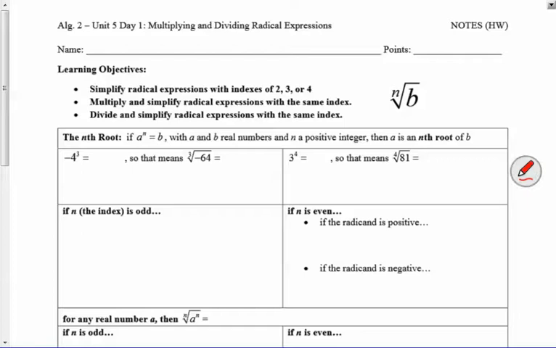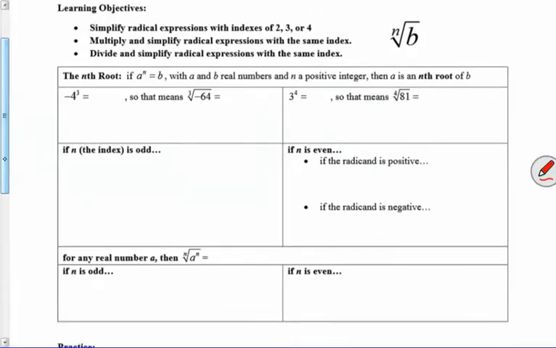Our new unit is going to be on radical expressions. Today we're going to be focusing on simplifying radical expressions, including multiplying and dividing those expressions and then simplifying. Today's objectives are simplifying radical expressions with indexes of 2, 3, or 4, multiplying and simplifying radical expressions with the same index, and dividing and simplifying radical expressions with the same index.